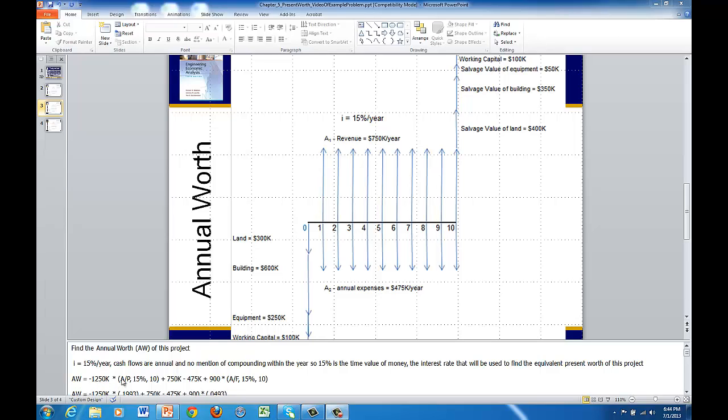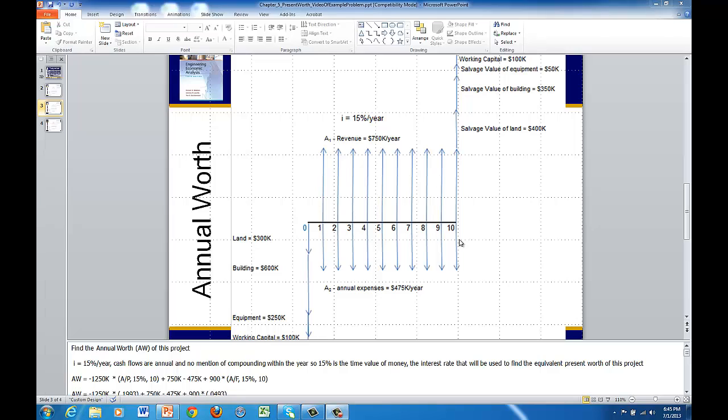So we want to find the annuity using the functional notation, find the annuity given the present at a 15% interest rate over 10 periods. We're going to take this whole dollar amount and see what its equivalent spread uniform over these 10 years is. Then we want to add in the $750 per year. That's already an annuity, so we don't need to do anything with it.